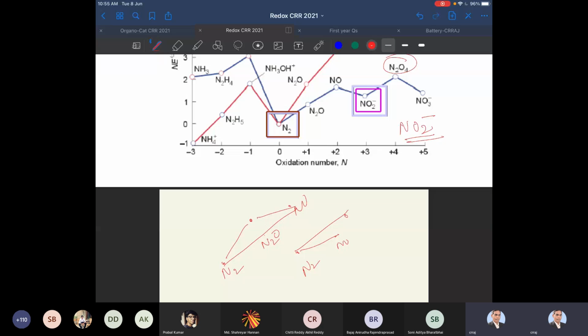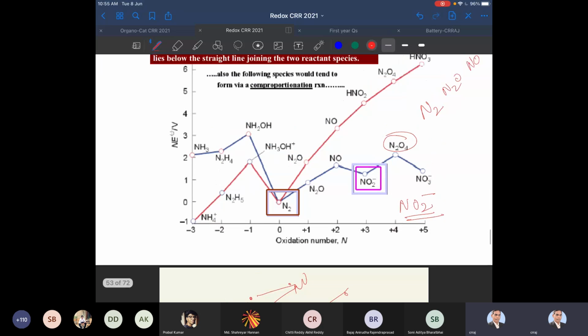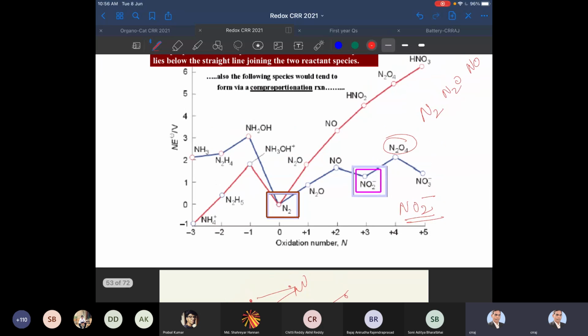It is possible. What I want you to see is that, visibly, as soon as you look at this diagram, which lies below the line joined, well below the straight line, it means these two species can readily undergo a comproportionation reaction.